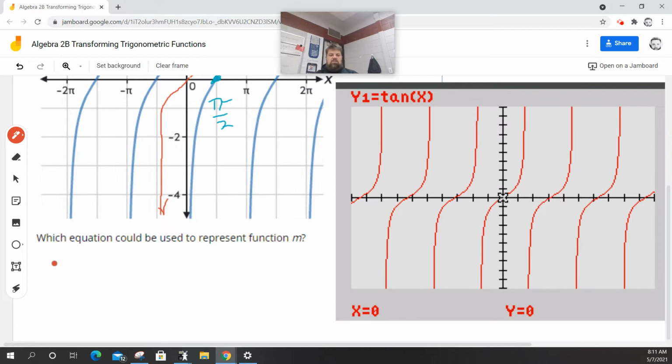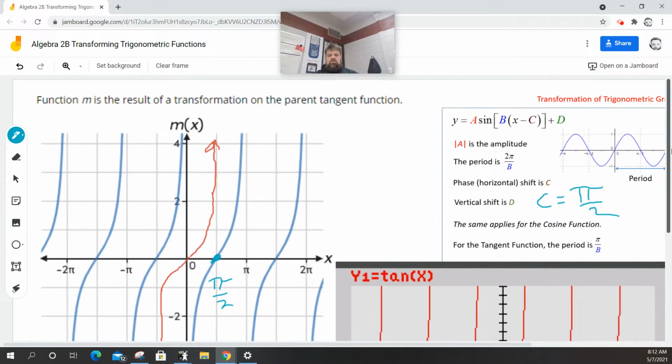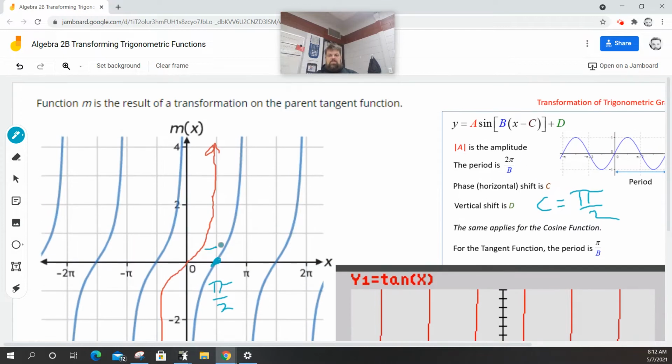So probably it's just like g of x. Well, let me put it in blue. I would guess that g of x is equal to tangent. Now remember that the horizontal shift goes on inside the parentheses. So in other words, c is equal to pi over 2, right? We're shifting to the right that many units.